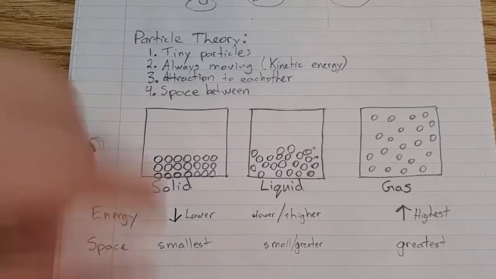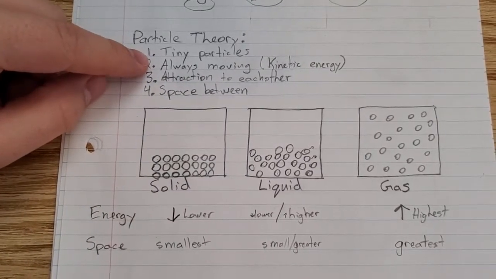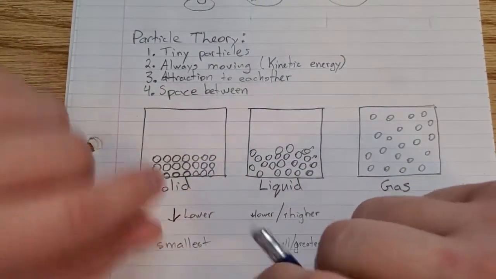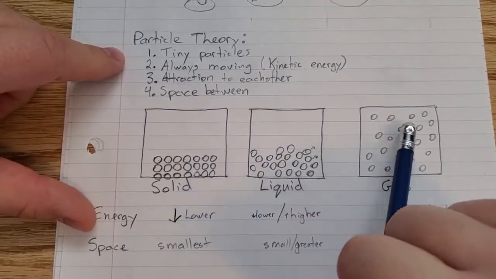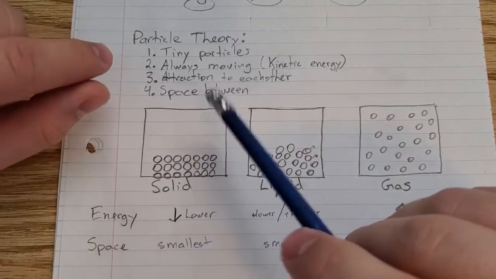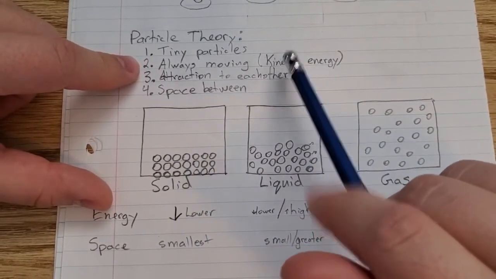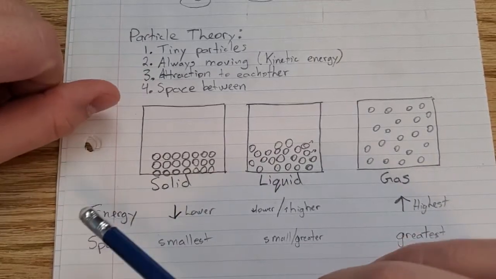Number 2 of particle theory is that everything is always moving. All those tiny little particles are moving around. Some of them are not moving so much, and some are moving quite a bit. And it's based on the amount of kinetic energy. Kinetic means movement, so the movement energy that's in them.